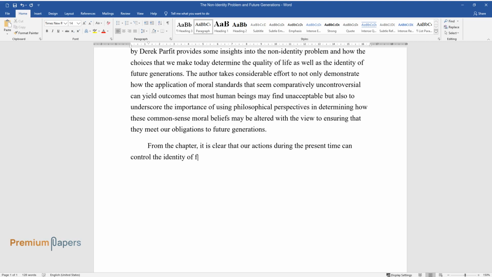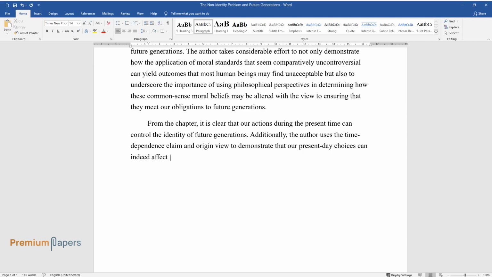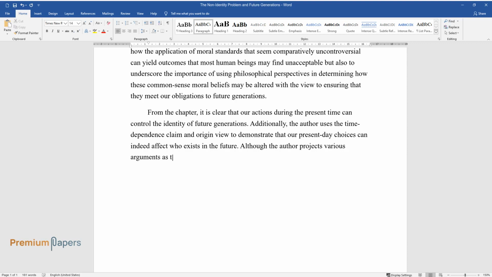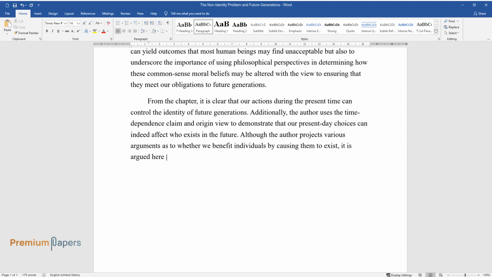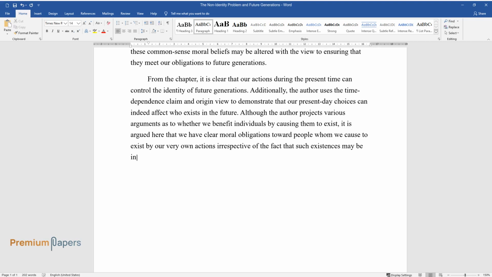identity of future generations. Additionally, the author uses the time dependence claim and origin view to demonstrate that our present-day choices can indeed affect who exists in the future. Although the author projects various arguments as to whether we benefit individuals by causing them to exist, it is argued here that we have clear moral obligations toward people whom we cause to exist by our very own actions, irrespective of the fact that such existences may be inescapably flawed.